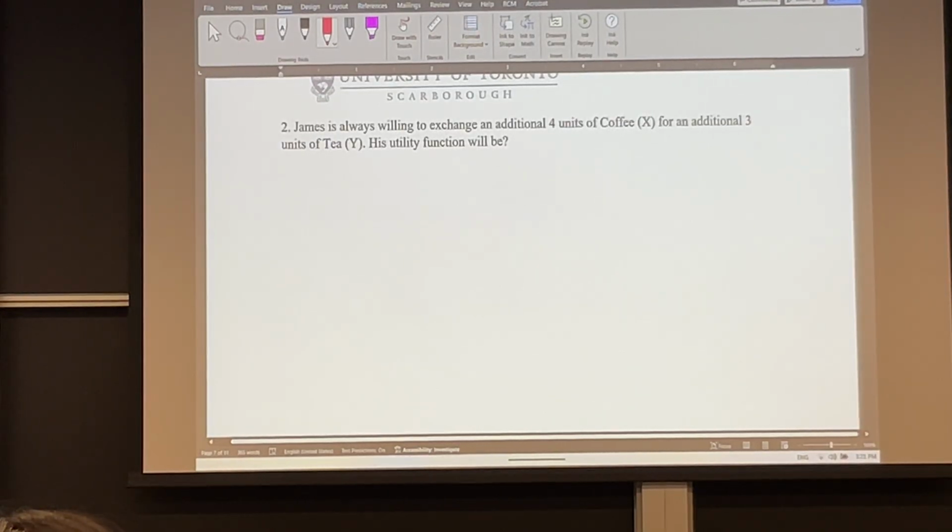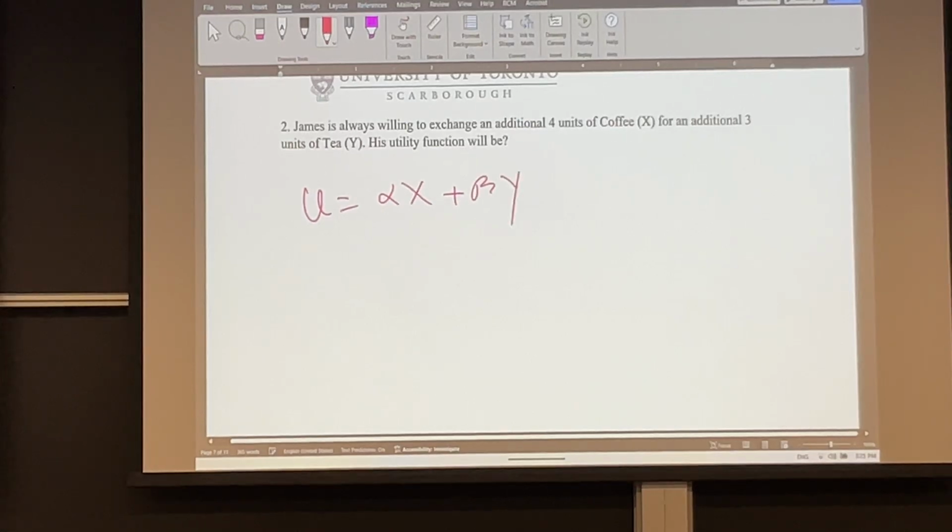Perfect substitute. Perfect complement is someone who consumes both together at a specific rate, like buying 4 coffee and 3 teas together. That's not him. He's substituting at a constant rate. That's a perfect substitute. Perfect substitute, as we had it, should look like this.